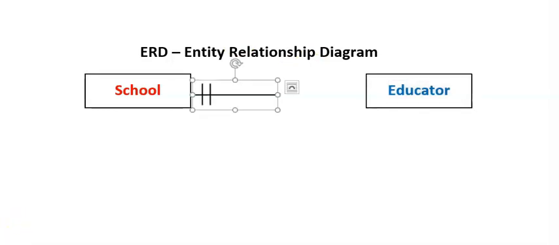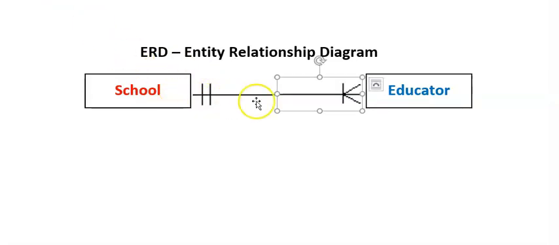At the left table, where you have your parent table, you will draw a line and two vertical lines over it. This means one and only one on the left. So a school will appear once and only once in this table. You will then continue with that line, and at your child table, you will draw the crow's foot. So this means you have one or many educators per school.